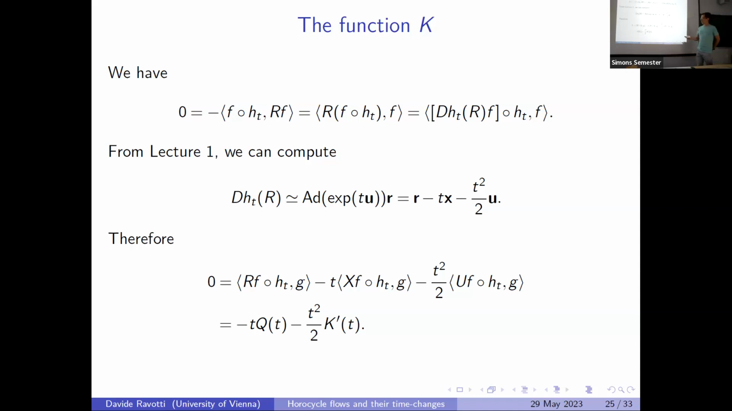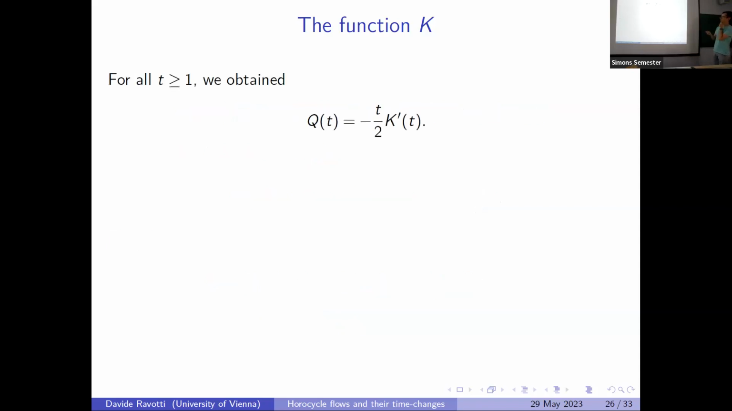This first term is 0 again, because the derivative of F in the direction R is 0. So I'm left with minus T times this inner product that I called Q. This is what I defined Q to be. And this term over here is the derivative of K with respect to time. Does this make sense? So I can write that 0 is equal to minus T times Q of T minus T squared over 2 times K prime of T. I've just rewritten it, dividing by T, taking T to be non-zero, say T greater than 1. So Q of T is equal to minus K prime of T times T over 2.